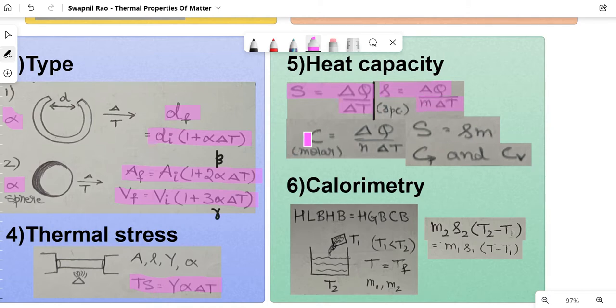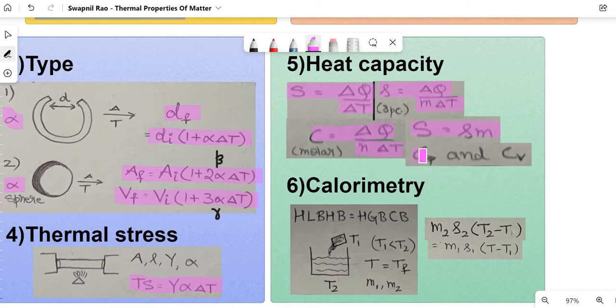So same thing if it's capital C, it will be molar. As you can see over here, it is denoted by capital C is equal to delta Q by n times delta T. So here instead of m it is n, which means it is molar, and as I just mentioned, it is denoted by capital C. So that way you'll be able to use the formula. And next one, obviously there is going to be one observation made, which is going to be capital S is equal to small s times m, and that is obvious.